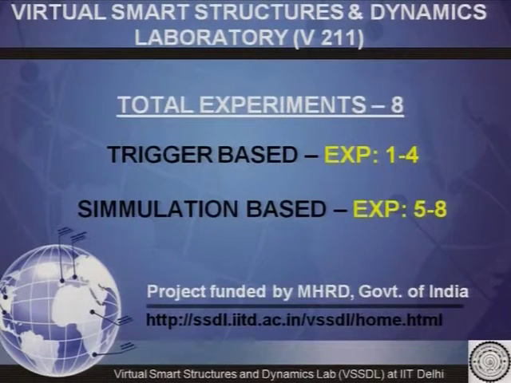So, in this lab there are a total of 8 experiments. Experiments number 1 to 4 are trigger based experiments, and experiments number 5 to 8 are simulation based experiments. In trigger based experiments, the user actually triggers the experimental setup, acquires the data and saves the data in his computer. So, the user gets the real life feeling of performing the experiment.